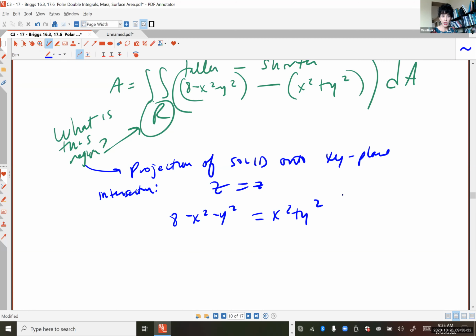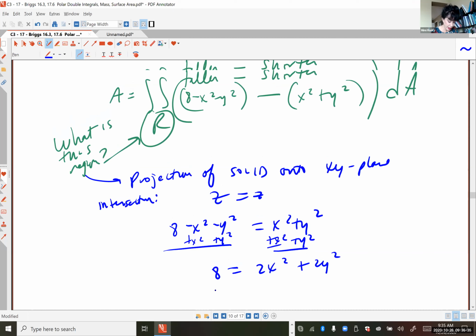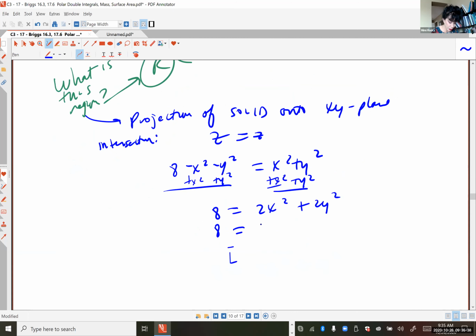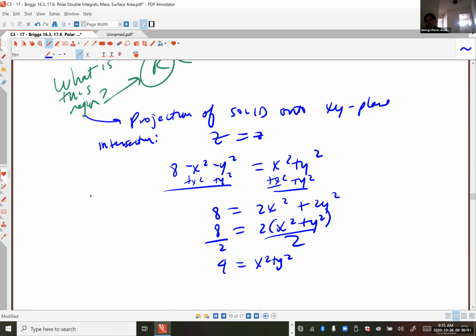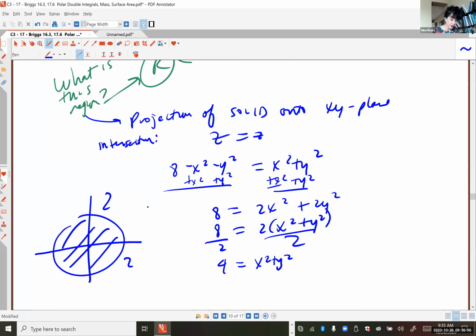Let's clean this equation up so it looks something familiar to us. If you add x squared and y squared to both sides of this equation, what happens? Add like terms. Then what? Clean it up a little more. Divide out by 2, after I factor out a 2 from the right-hand side of those two terms. And then doesn't this look like something you can relate to? Circle radius 2. Yep, that's your shadow. This is the projection of the solid onto the xy plane. This is the region R of integration.